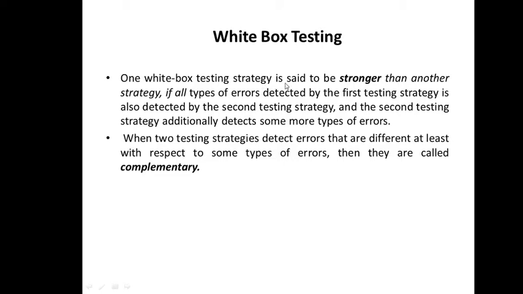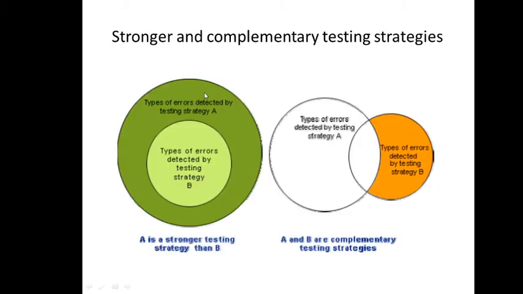So we need to identify which one is a stronger strategy. Let's see this example. Say you have one strategy, say B, which is going to detect a few types of errors. On top of it, we have another strategy, or a method A, which is identifying a few distinct types of errors along with these types of errors.